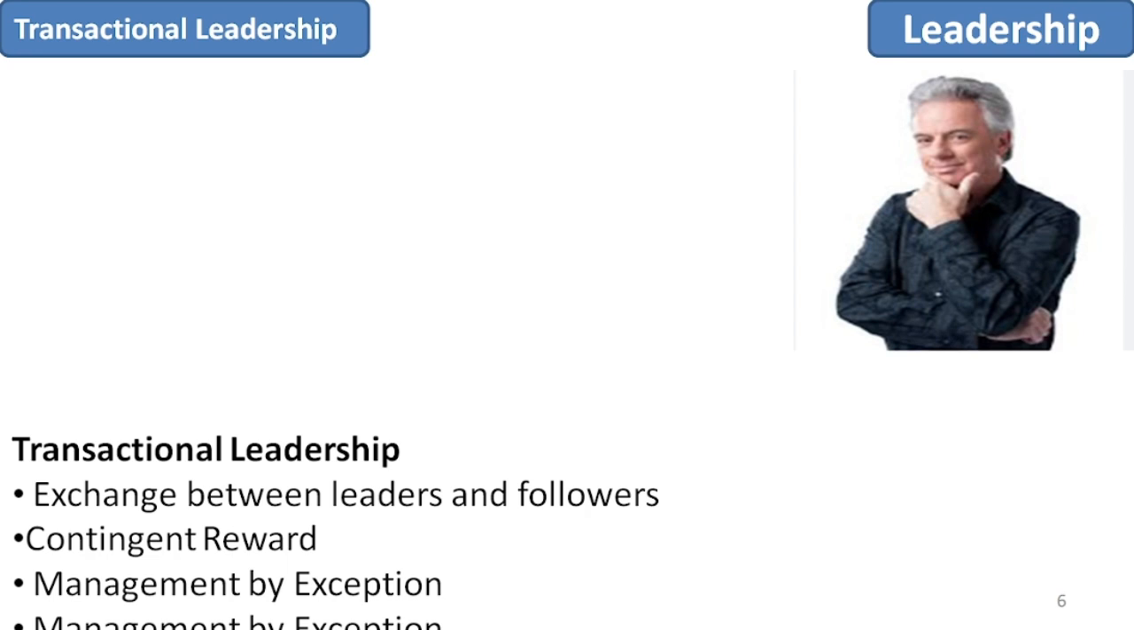Transactional, transformational, and charismatic leader. Transactional leadership. Transactional leadership focuses on the exchange between leaders and followers to achieve performance goals. Its core components include contingent reward. Leaders set clear goals and offer rewards for meeting them. This motivates employees by providing tangible incentives.